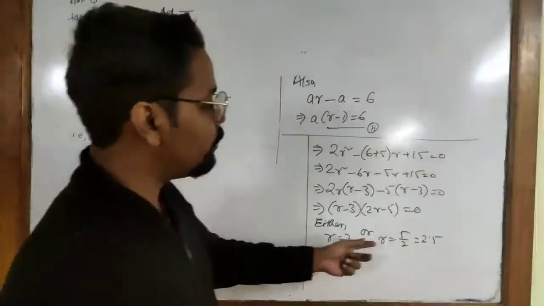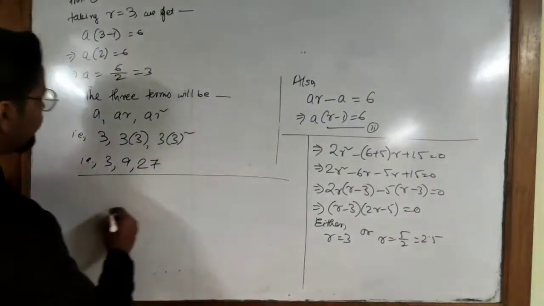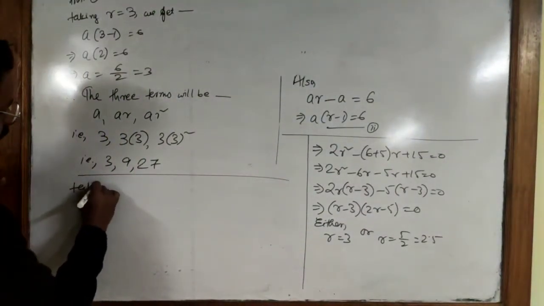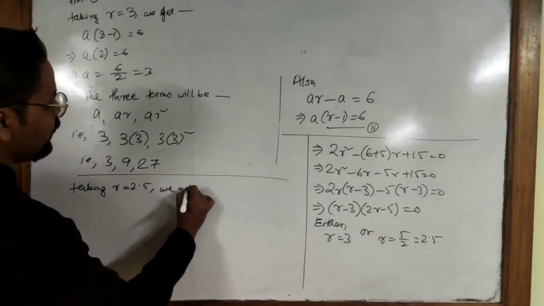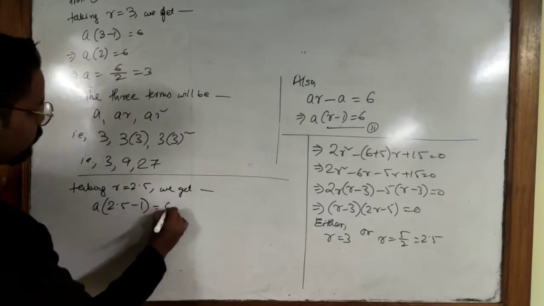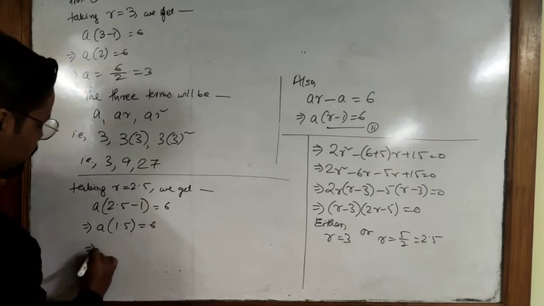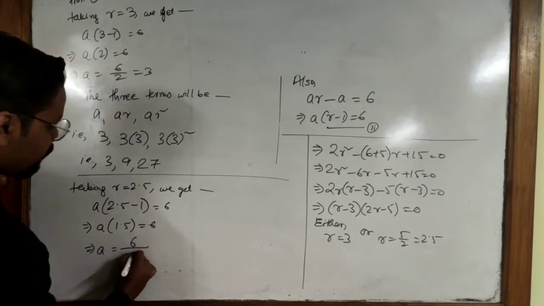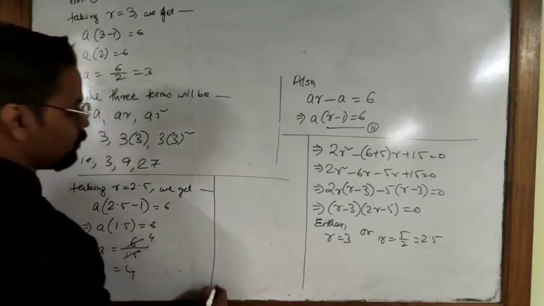Now what we will do, we will take r equal to 2.5 and see what we get as the values. So taking r equal to 2.5, we get a into 2.5 minus 1 equal to 6, that is a into 1.5 equal to 6. So a is equal to 6 by 1.5 and this is 4. So a equal to 4.